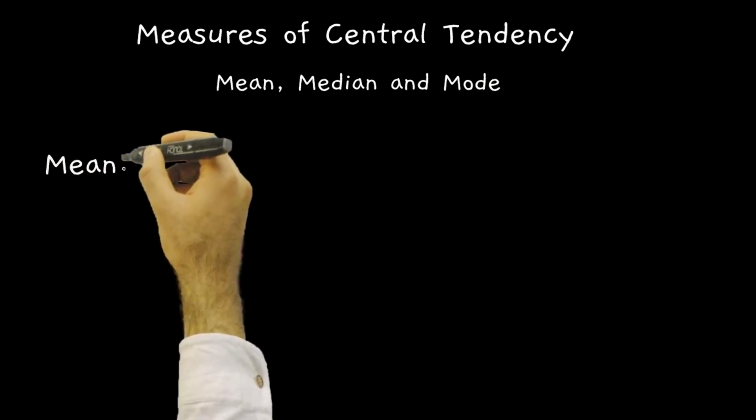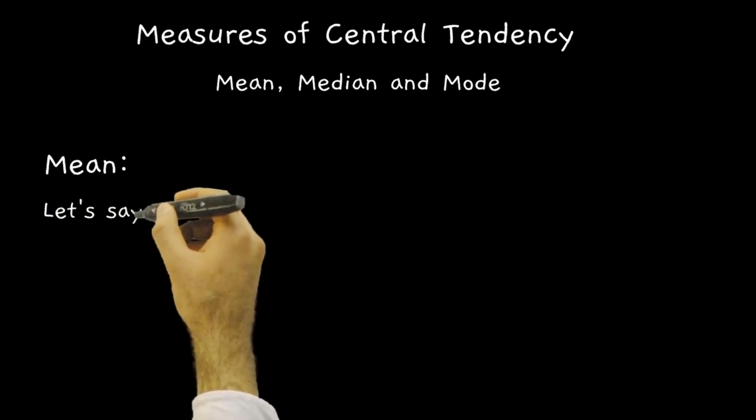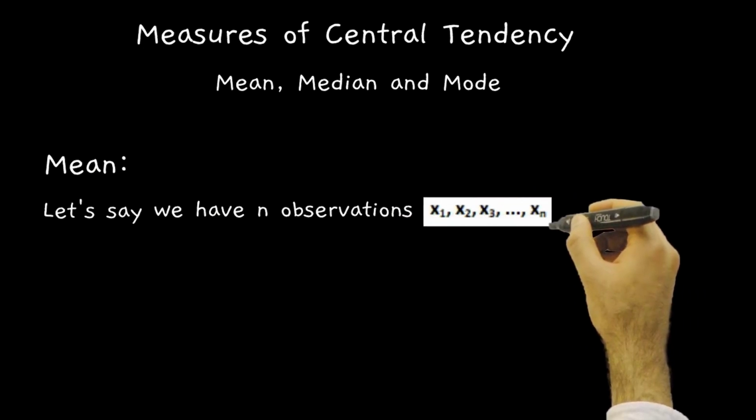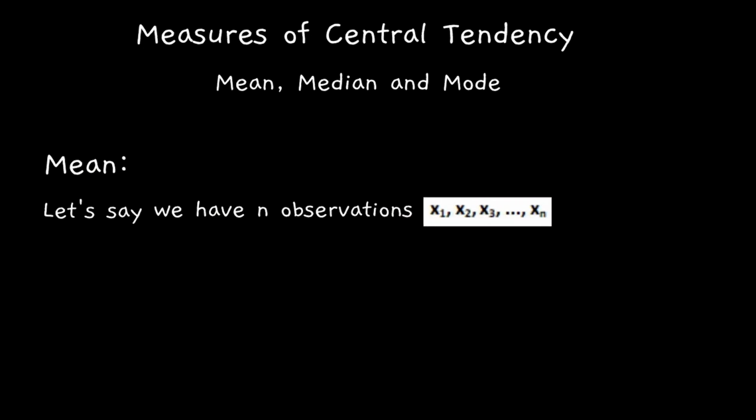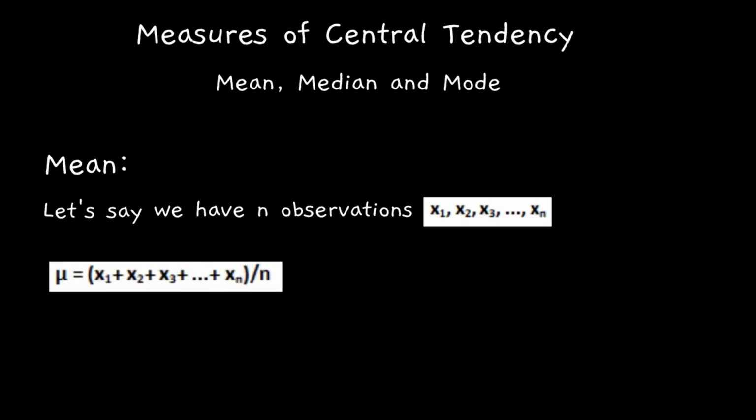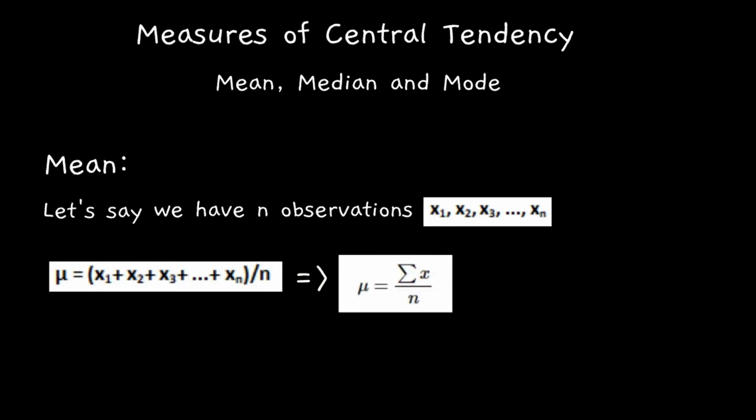Suppose I have n observations, let's say x1, x2, x3 up to xn. So the mean of these observations or data set is mu equal to x1 plus x2 plus x3 plus up to xn divided by n. Here n is the total number of observations. It's basically the sum of all the observations divided by the total number of observations. It is the simple average. So mu is equal to sigma x divided by n.